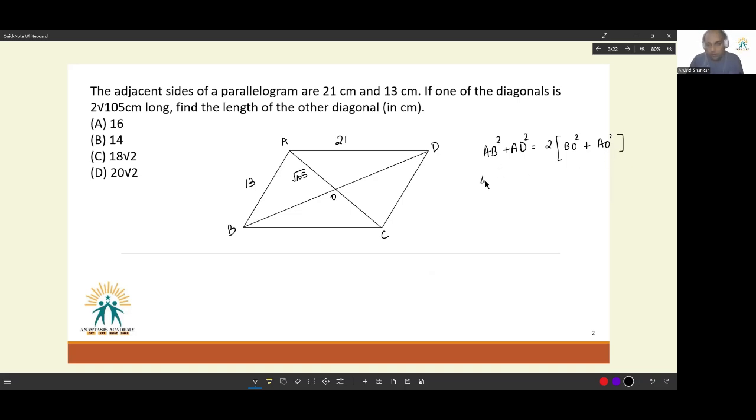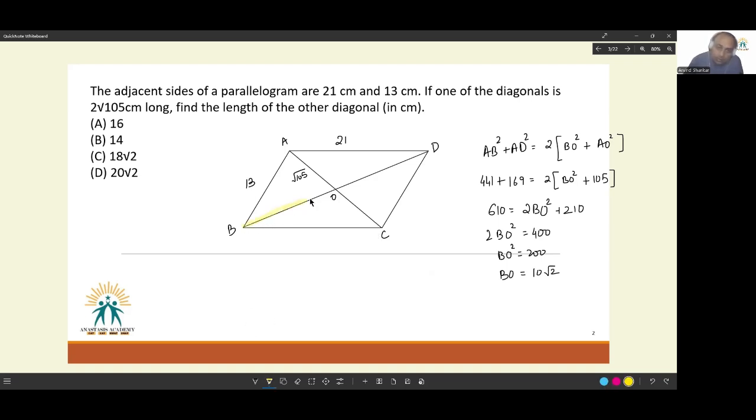Now AB square is 441. AD square is 169. BO, see, AC was 2 root 105, so AO will be root 105. BO square, we don't know. Plus AO square will be 105. So we get 610 is equal to 2 BO square plus 210, or 2 BO square is equal to 400, or BO square is equal to 200, or BO is equal to 10 root 2.